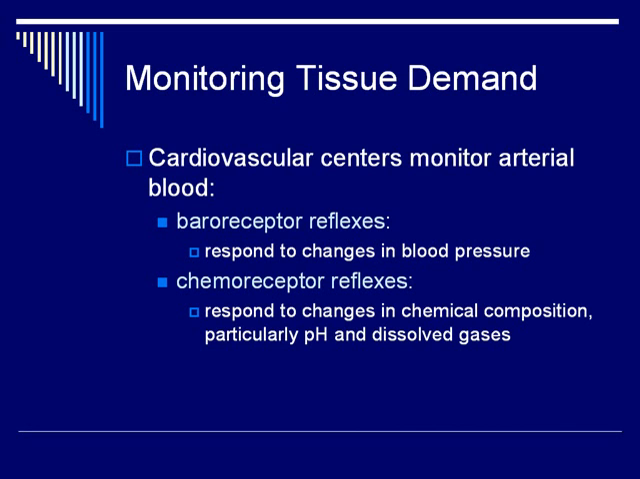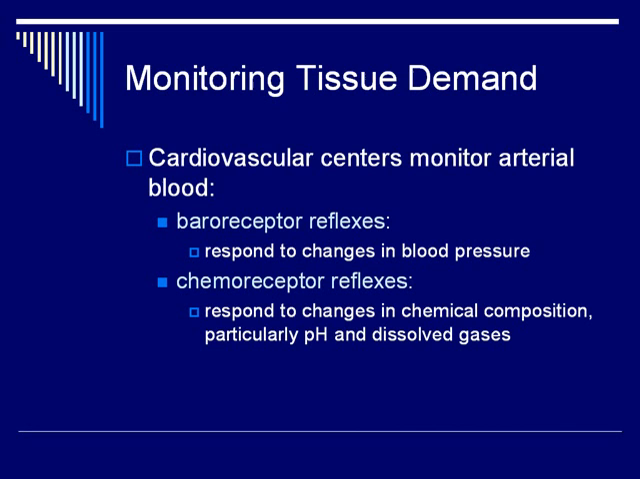Chemoreceptors respond to changes in chemical compositions, particularly pH and dissolved gases. What are the dissolved gases? O2, CO2. Okay, so baroreceptors respond to changes in blood pressure. Chemoreceptors respond to changes in pH.